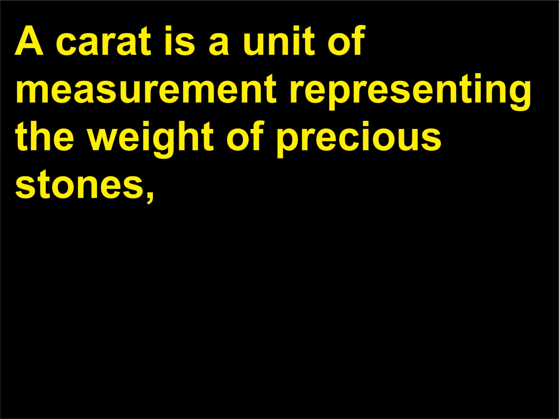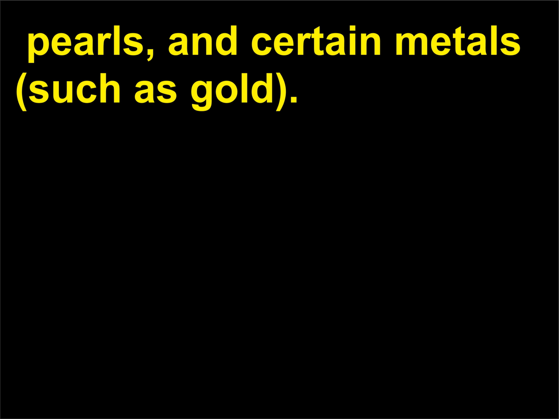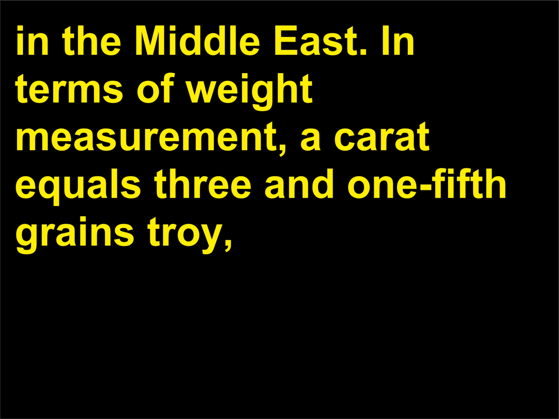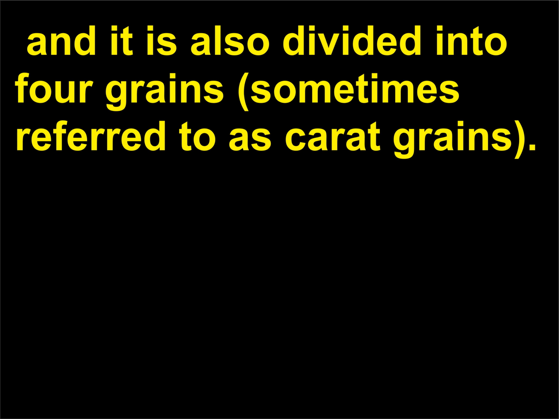A carat is a unit of measurement representing the weight of precious stones, pearls, and certain metals, such as gold. It was originally a unit of mass based on the carob seed or bean used by ancient merchants in the Middle East. In terms of weight measurement, a carat equals 3 1/5 grains troy, and it is also divided into 4 grains, sometimes referred to as carat grains.